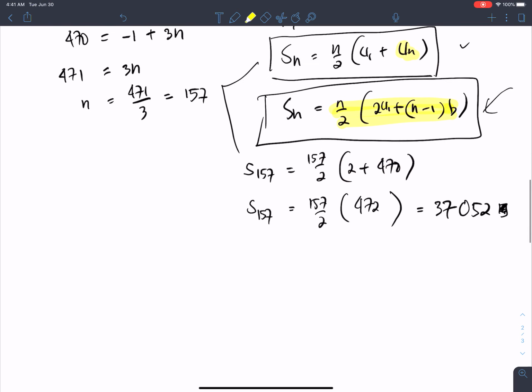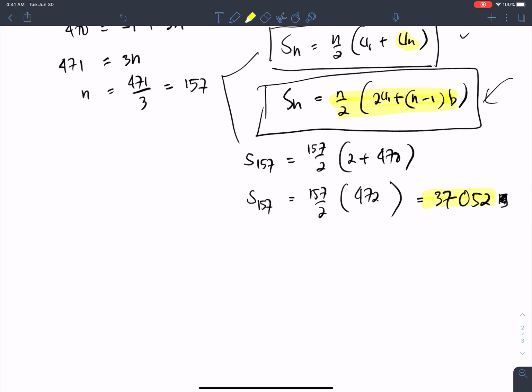Alright, 37052. I did mention that one of the students wrote down 37502, so I guess this is just a typo, and I corrected your answers. Alright, so that one is okay.